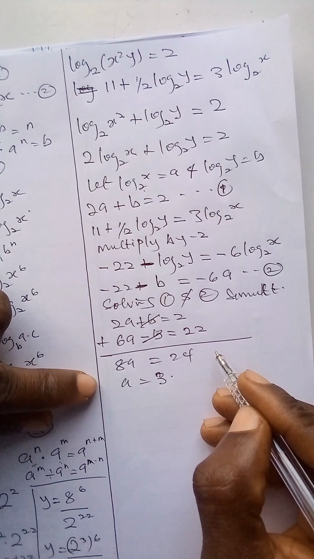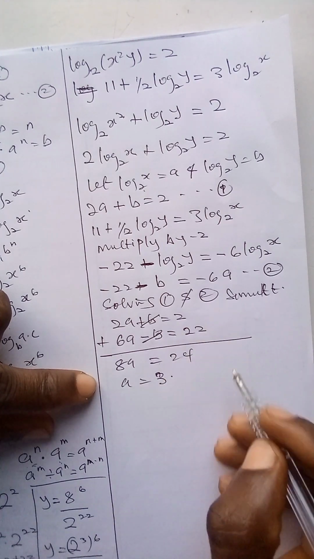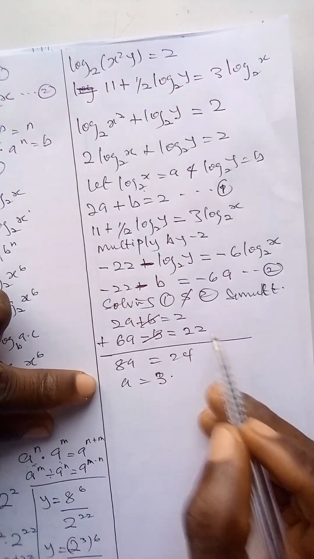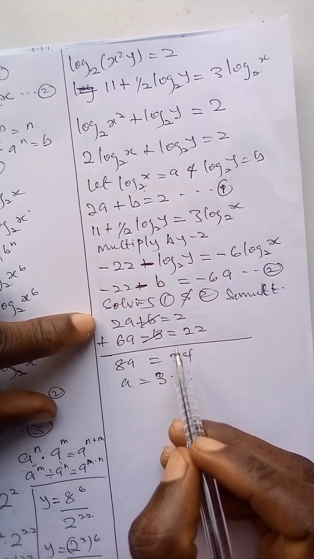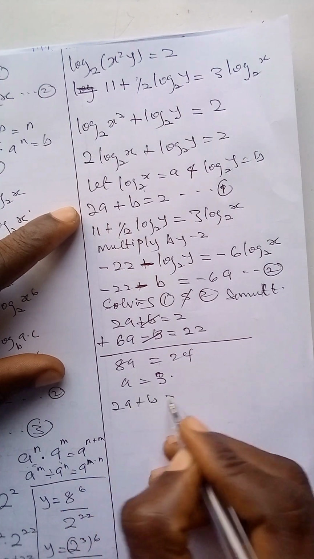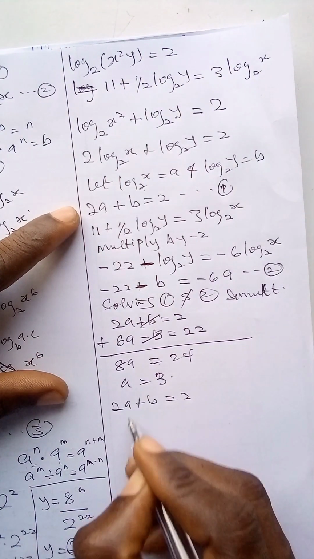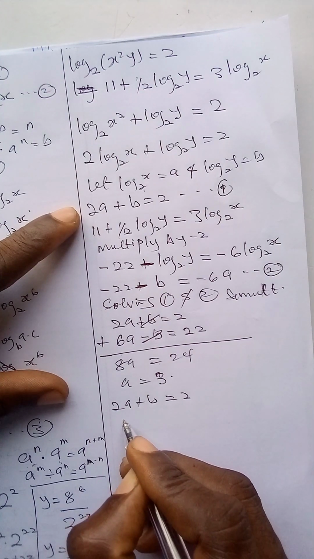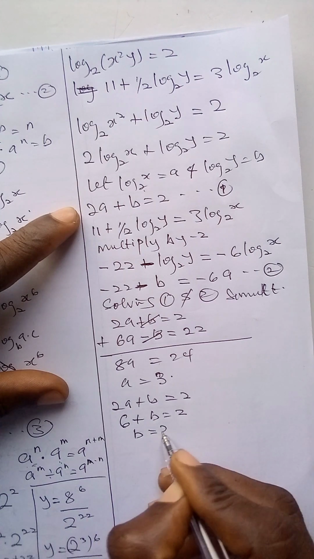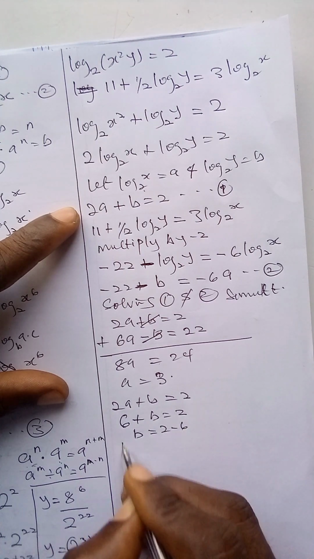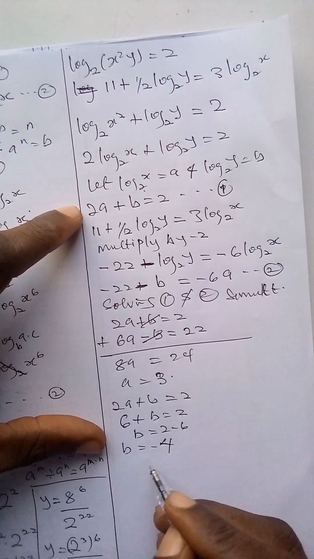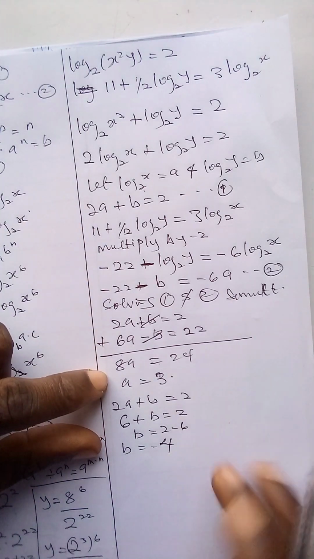Now let us find the value of b, and then we can substitute back and find the values of x and y. Now let us use equation 1, which is 2a plus b is equal to 2. Our a is 3, so 2 times 3 is 6, plus b is equal to 2, and b will now be 2 minus 6, which is 4, minus 4 rather. So our b is minus 4 and our a is 3.